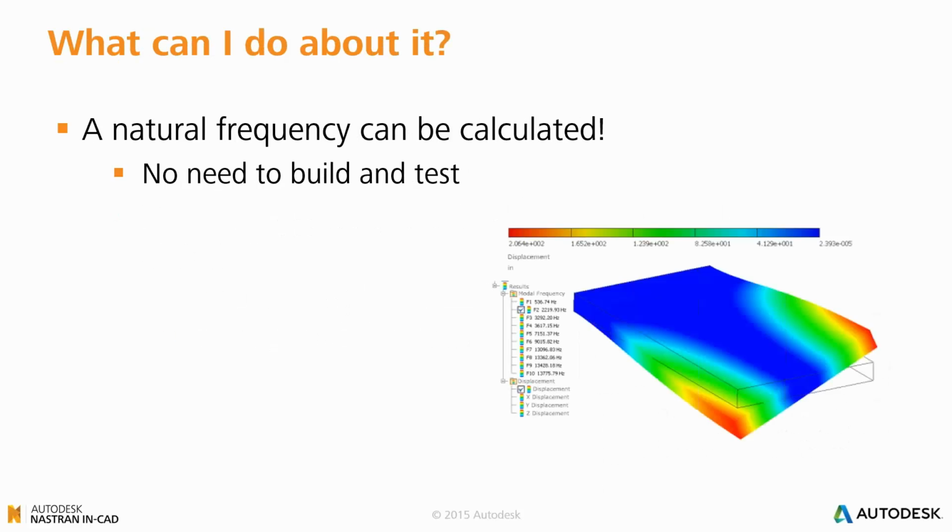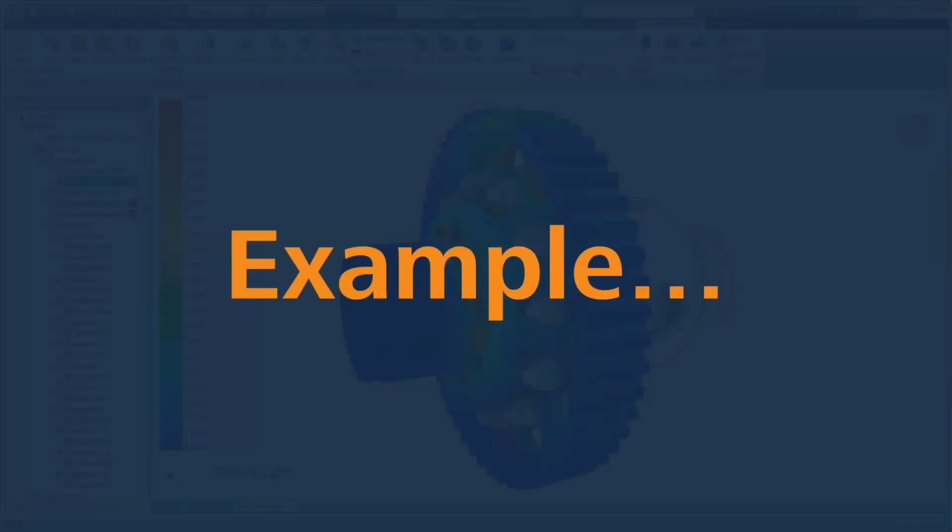So what can we do about it? Well, a natural frequency can be calculated. So there's no need to go to the time and expense associated with building and then testing a part. We can virtually test for the natural frequencies of our designs using simulation. So let's have a look at how we do this. We're going to work through a quick example, and let me just open up Inventor to show you what we're going to do here.